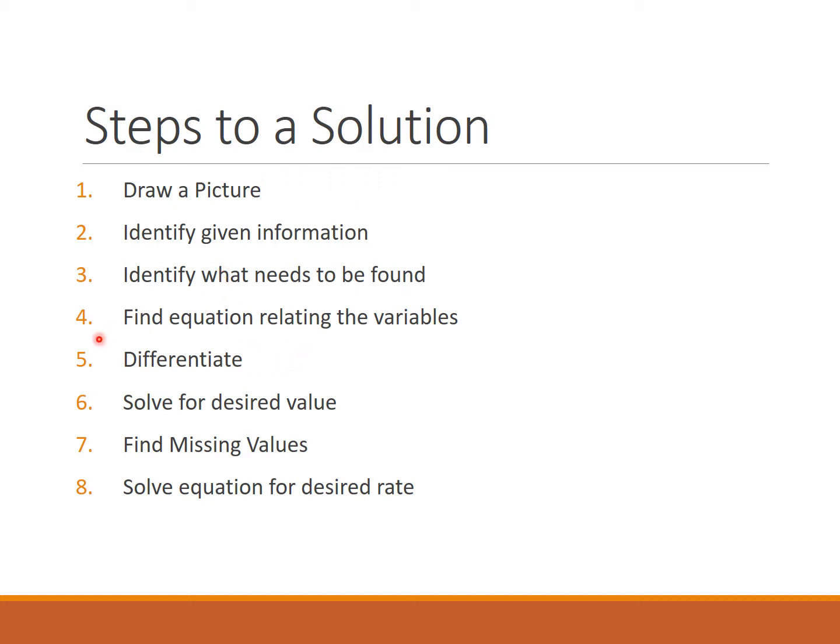And we're going to want to find an equation relating the variables that we found over here. And then, since we're in calculus, we're going to differentiate that equation. Then from there, we can solve for the desired value that we found in 3. Then, once we see that, we can look through that equation and figure out, which ones did they not give us? What did they not give us in the initial problem? And then from there, after we go through and find all those missing values, we can just plug them in and we'll get our desired rate out.